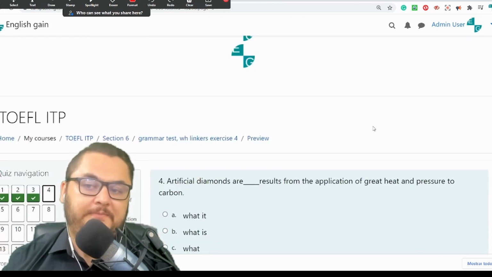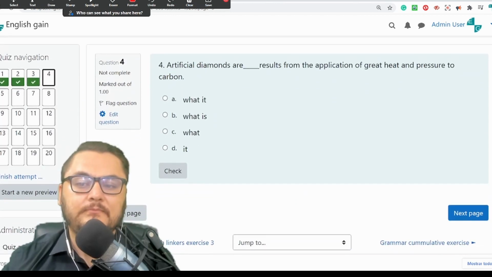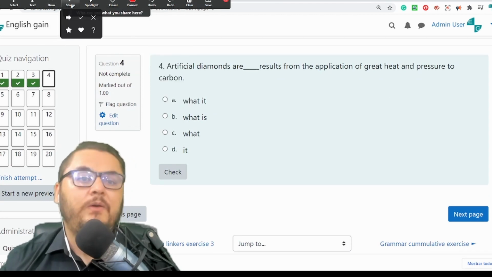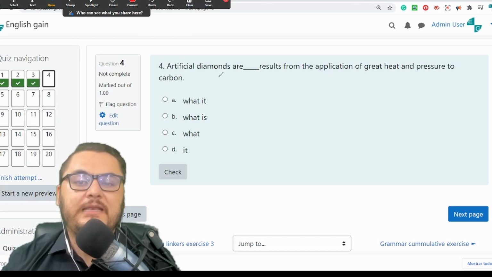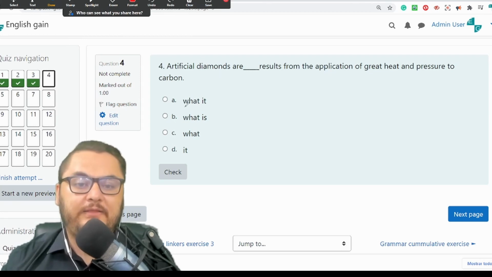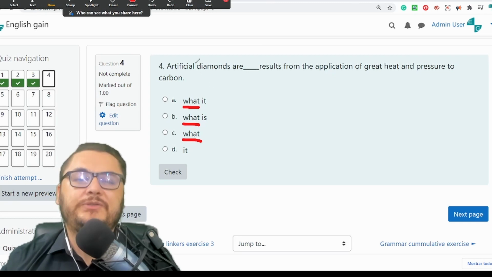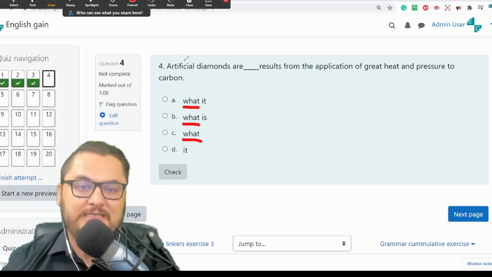And we continue. Now, in this exercise, we can notice that there are 3 linkers. I'm going to pay attention to the order of the sentence.